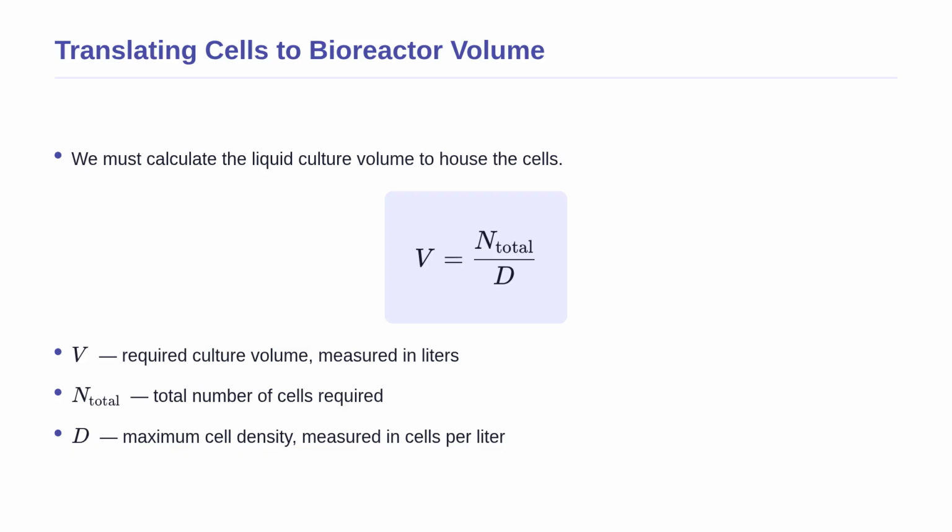In this equation, V represents the required culture volume in liters. N total is the massive cell count we just calculated. D is the maximum cell density, which tells us how many cells can safely live in a single liter of liquid. This crucial step translates our biological cell count into a physical engineering parameter, allowing plant managers to size their stainless steel tanks appropriately.